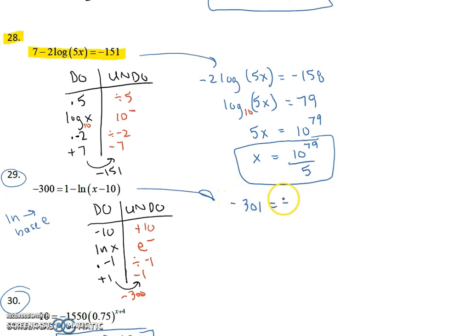So we carry that over to the algebraic steps. I just have to subtract 1 from both sides first. Okay, you see what you get there. Then I divide by -1. I get 301 equals natural log of x minus 10.